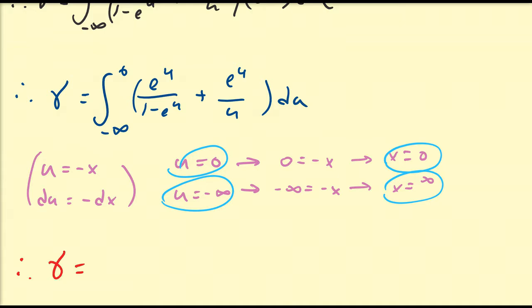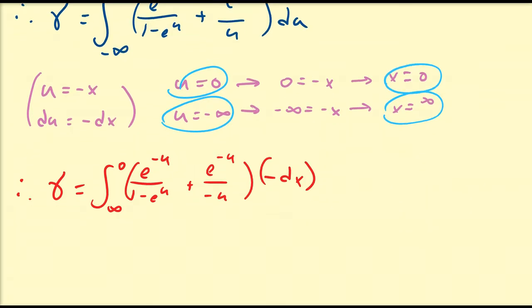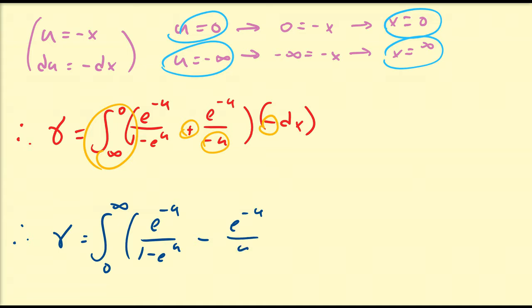So our integral, gamma, turns into the integral from infinity to 0 of e to the minus u all over 1 minus e to the u plus e to the minus u all over minus u, and du is going to be minus dx. So our minus sign can reverse our integral, and we can factor this minus sign into that plus. So we can rewrite this as gamma is equal to the integral from 0 to infinity of e to the minus u all over 1 minus e to the u minus e to the minus u all over u.